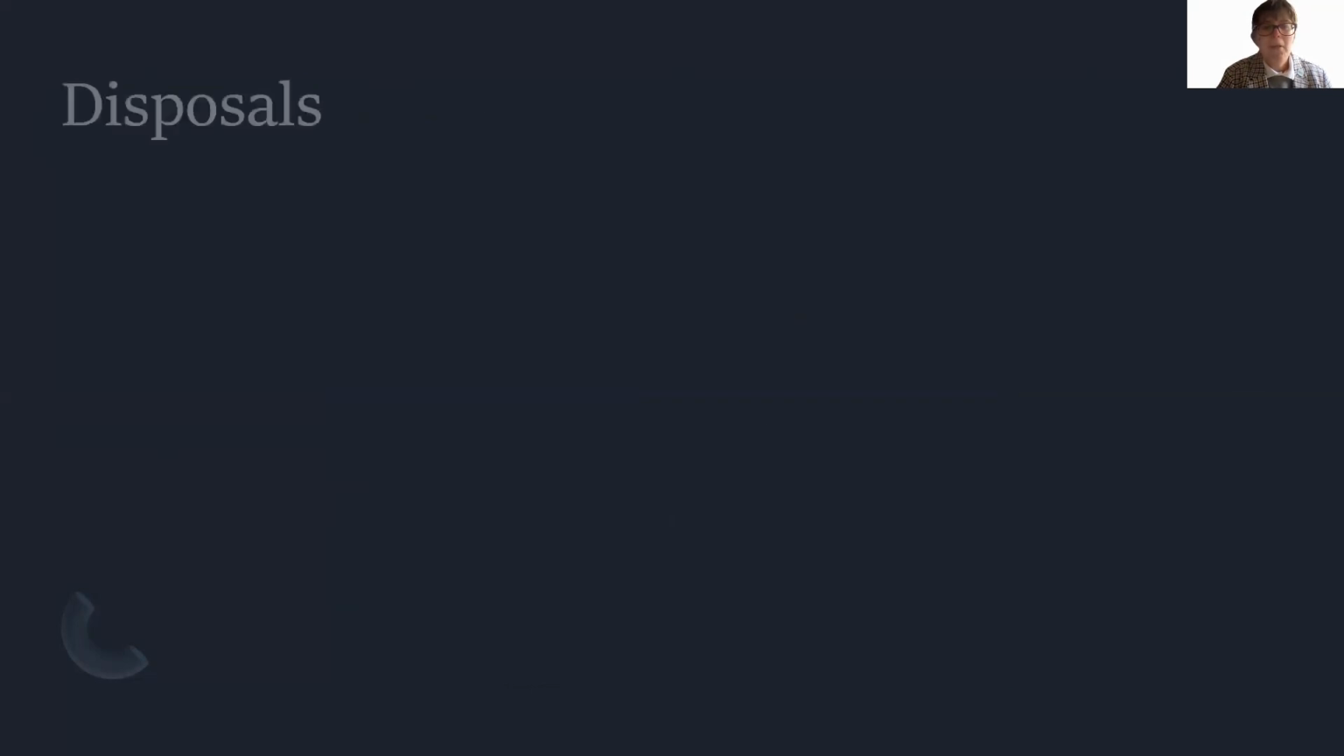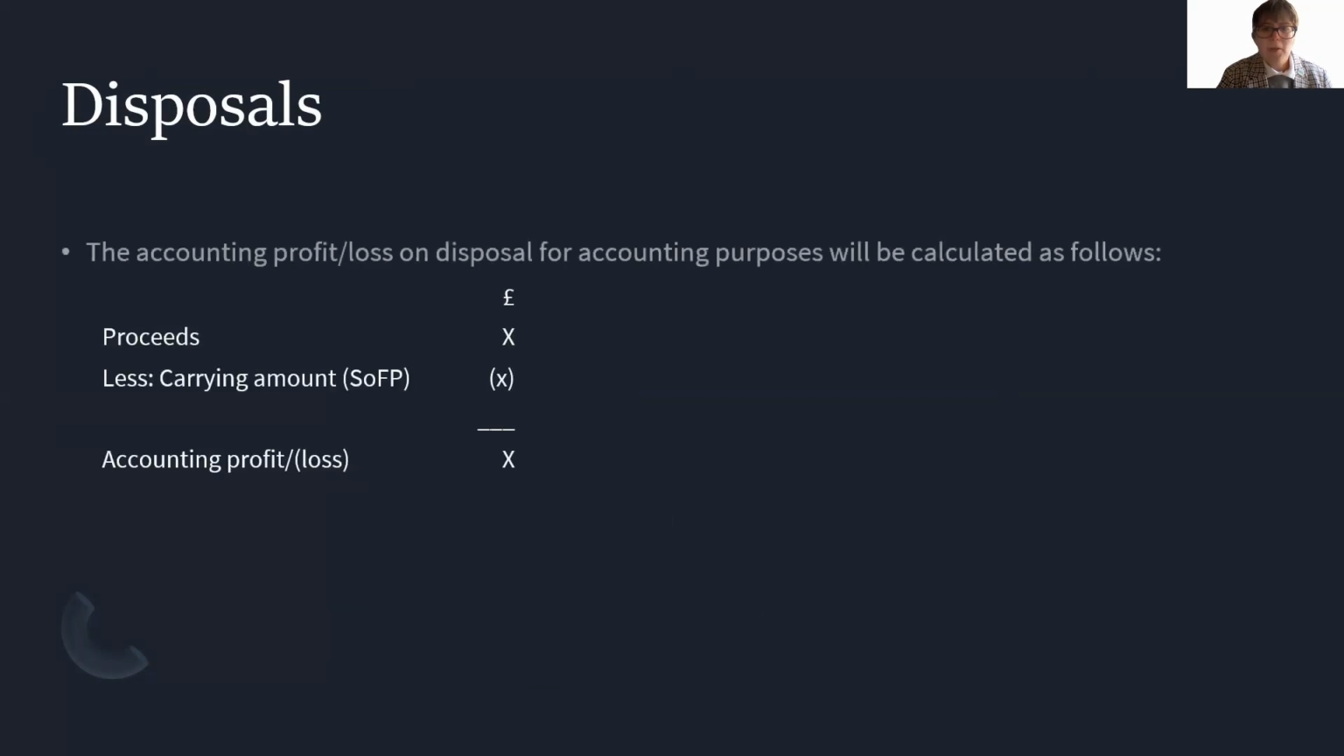Disposals. So the accounting profit or loss on disposal for accounting purposes can be calculated using the following formula. So you just simply take your sale proceeds and deduct your carrying amount as seen in the statement of financial position, which will ultimately give you the accounting profit or loss figure.